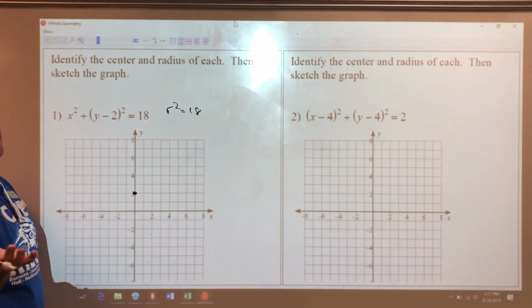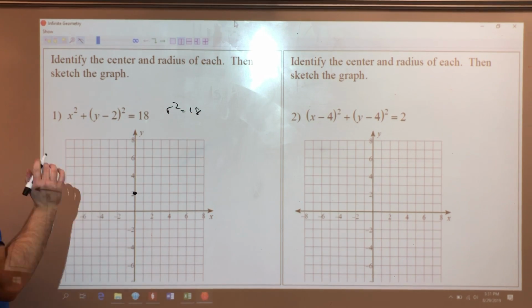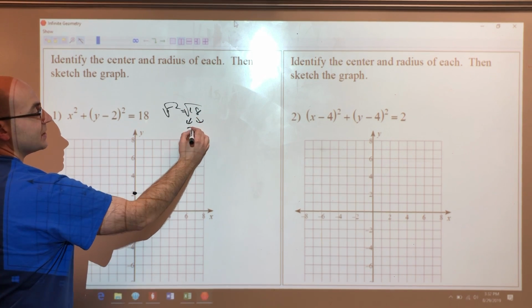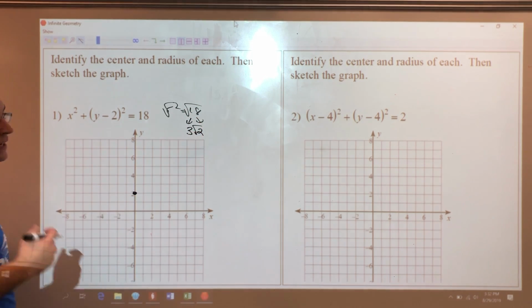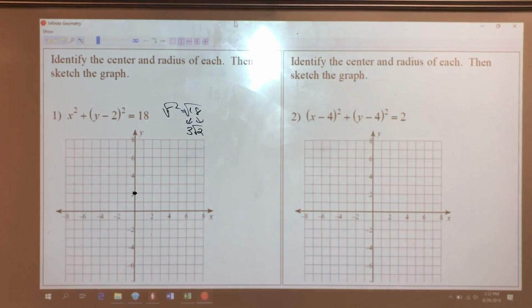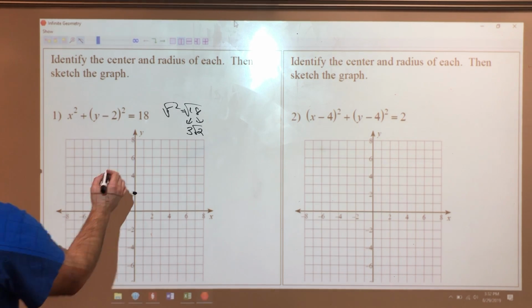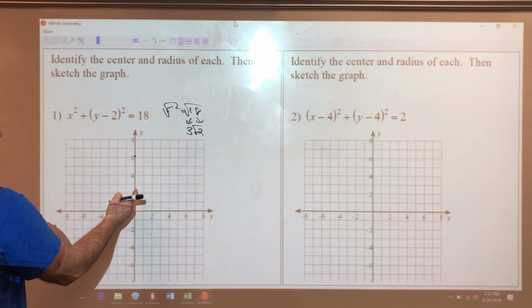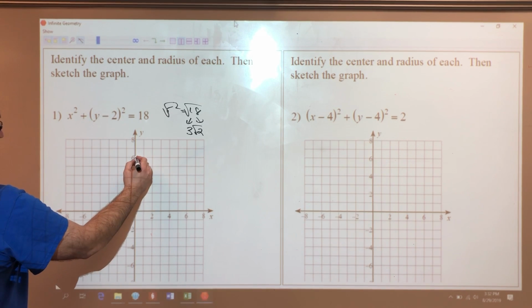I'm going to simplify that radical, because when I square root both sides, I get the square root of 18. This turns out to be 3 root 2. What is 3 root 2? It's 3 times about 1.41. This is going to be hard to show, but it will look a little bit above the 6. So 1, 2, 3, 4-ish.